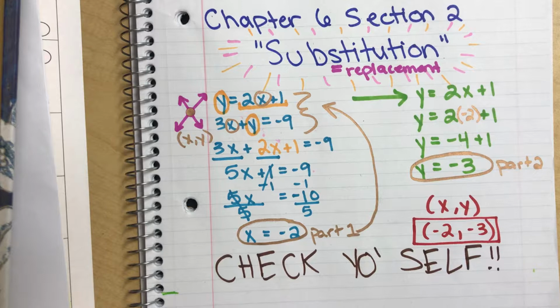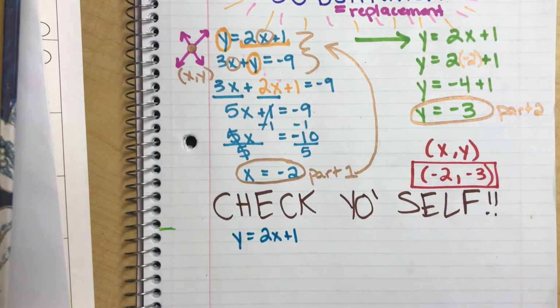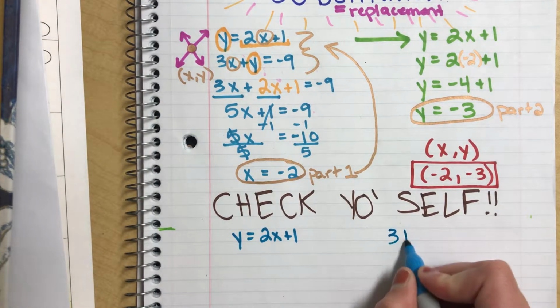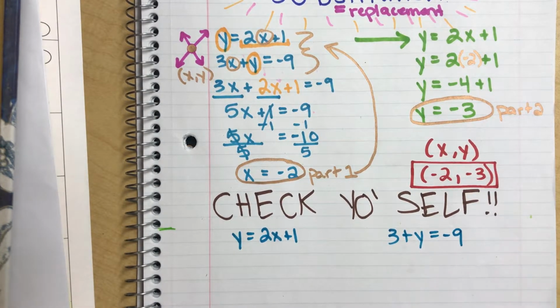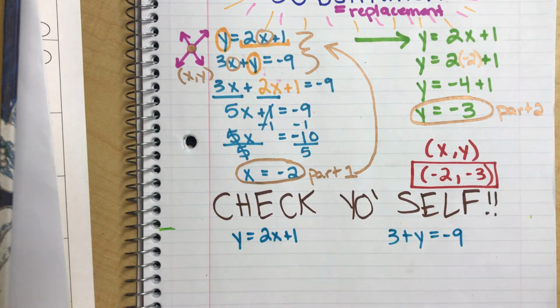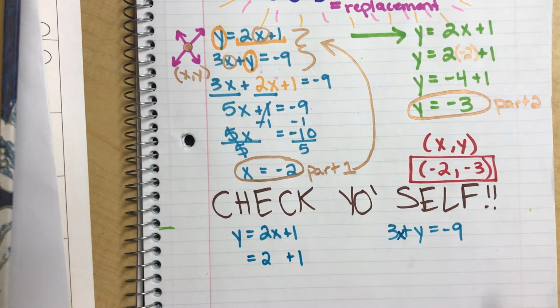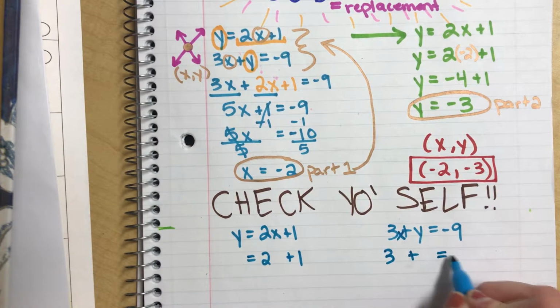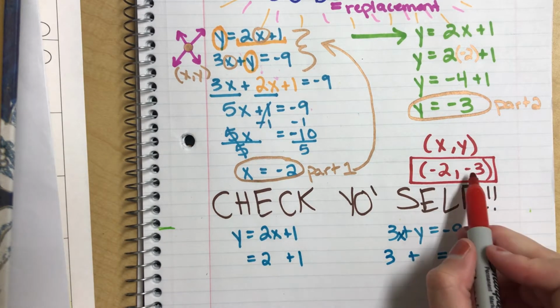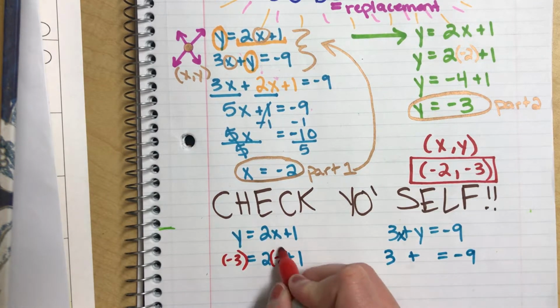I had y equals 2x plus 1 as one of my equations, and my other equation was 3x plus y equals negative 9. Now I'm going to take my solutions, negative 2 and negative 3, and substitute them in for x and y in each of these problems. So I'm leaving some space. This should be a 3x. So I should have 3 times, and now I'm going to substitute. My y value is negative 3, and my x value is negative 2.